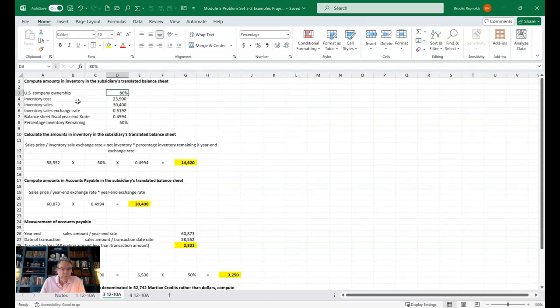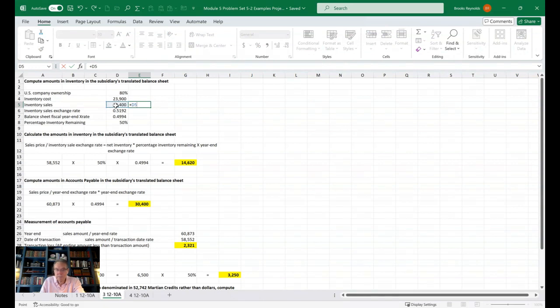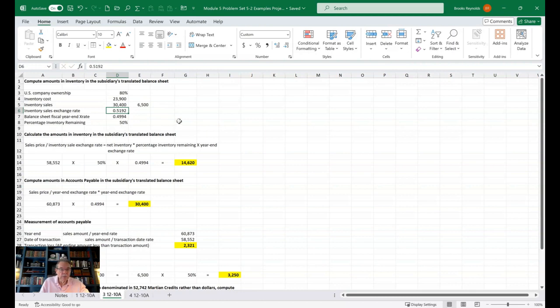Ownership is 80%, inventory cost, inventory sales. So the difference between these two, of course, would be profit. Here's the exchange rate on the day of the inventory sale. Here's the exchange rate on the balance sheet date. And here's a percentage inventory remaining. So the first one is to calculate amounts in inventory in the subsidiary's translated balance sheet.